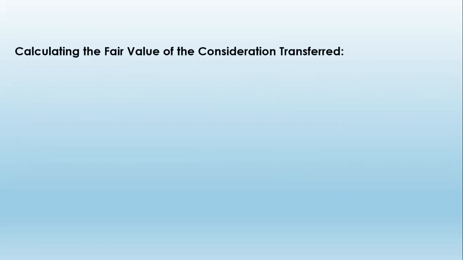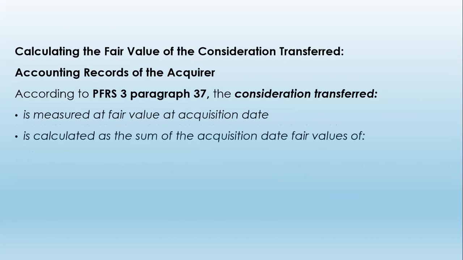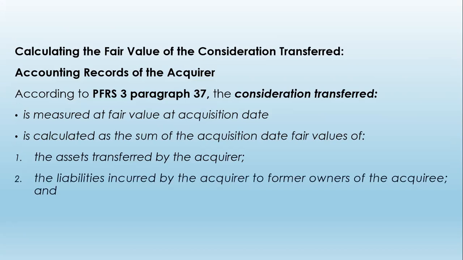Calculating the fair value of the consideration transferred. Accounting records of the acquirer. According to PFRS 3, paragraph 37, the consideration transferred is measured at fair value at acquisition date, is calculated as the sum of the acquisition date fair values of the assets transferred by the acquirer, the liabilities incurred by the acquirer to former owners of the acquiree, and the equity interest issued by the acquirer.